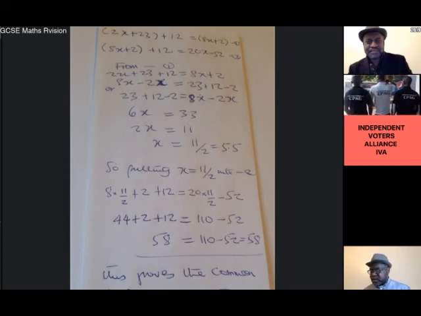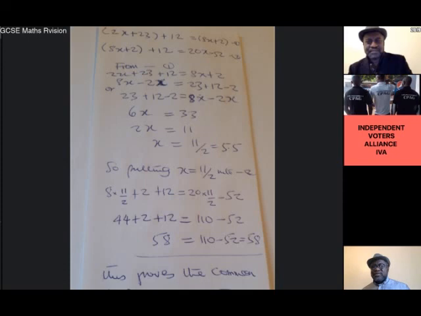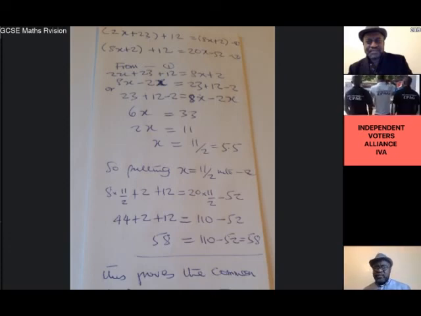We simplify it, we get 44 plus 2 plus 12 is equal to 110 minus 52. And then you realize that the equation is verified. You have 58 is equal to 58. So indeed, the value of x. This proves that the common difference of the sequence is 12, because the value of x is correct for both equations. Okay, that's done.